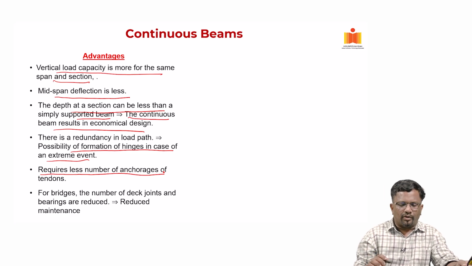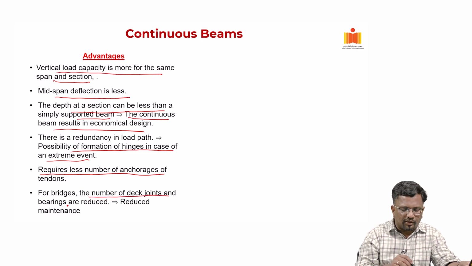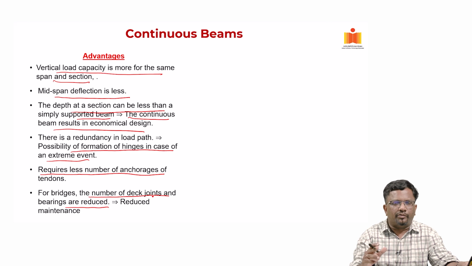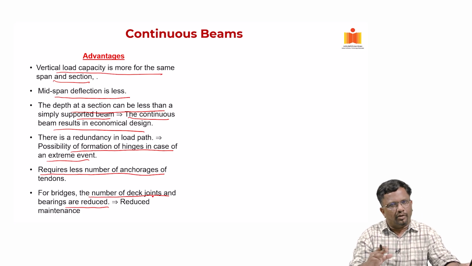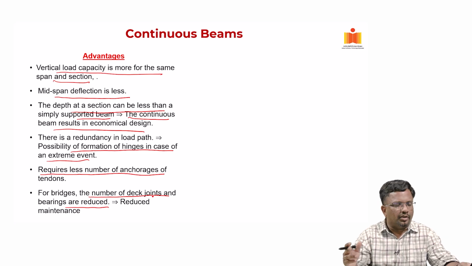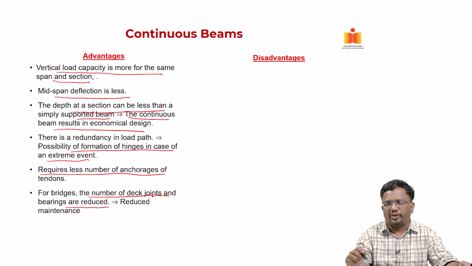And now, when you go for a continuous system, particularly in bridges, the number of deck joints and bearings can be reduced. So, the moment you cut down the number of bearings, the maintenance required will come down. So, these are all the advantages of a continuous system. Of course, it is economical, it can take more load, there are a lot of alternate load paths, and the requirement of anchorages is going to be lower. All these things are advantages. Now, there are also some disadvantages. So, let us look at that.